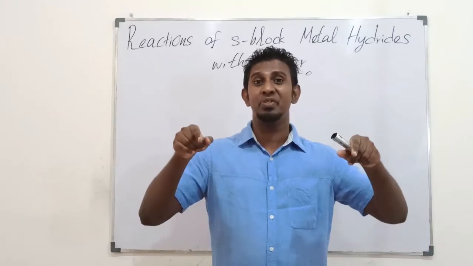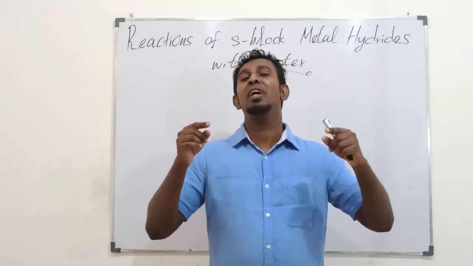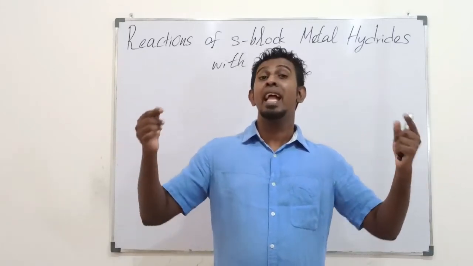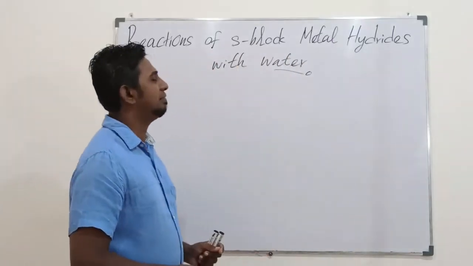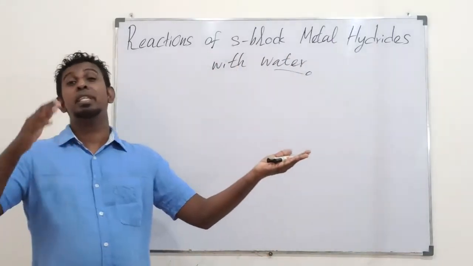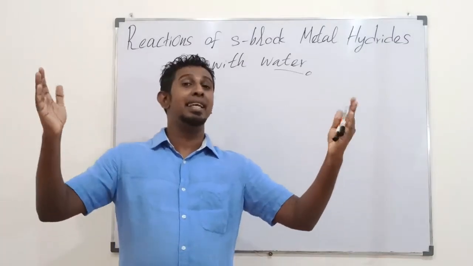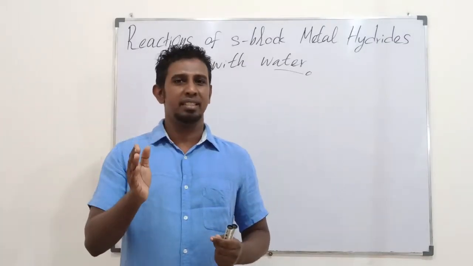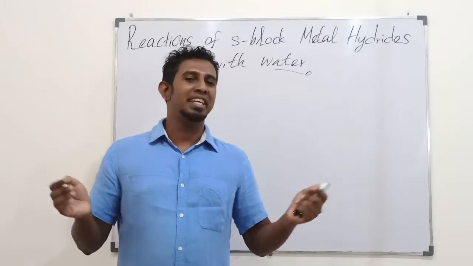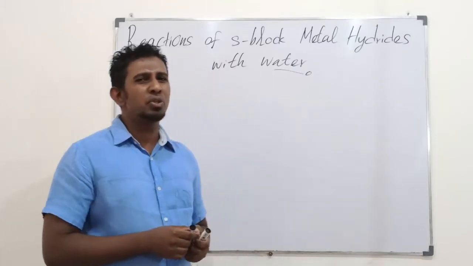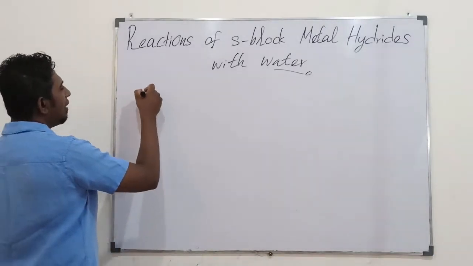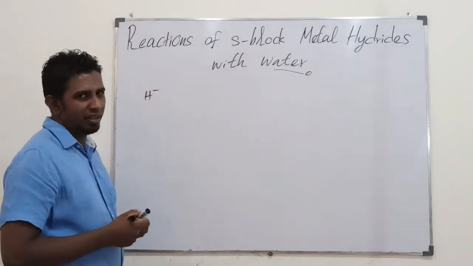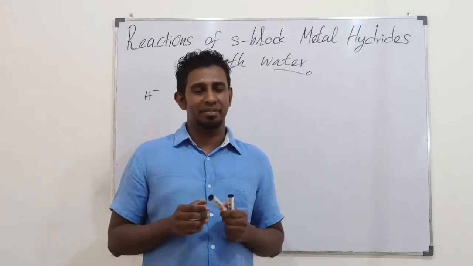So here in this video we are going to take a look at the reactions of S-block metal hydrides with water. It's the first group and second group metal hydrides, their reactions with water, which we are going to consider here. Okay students, do you know what hydrides are? When metal cations are having H- anions, we call them hydrides.